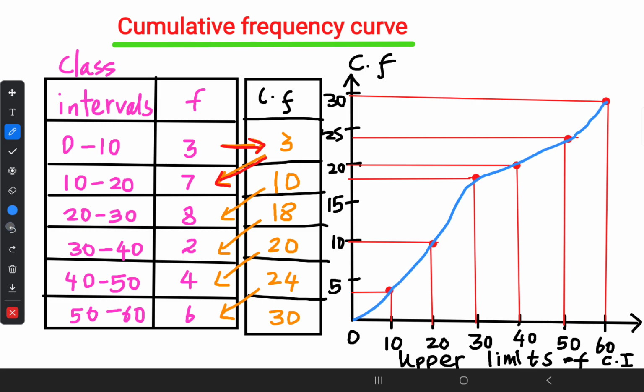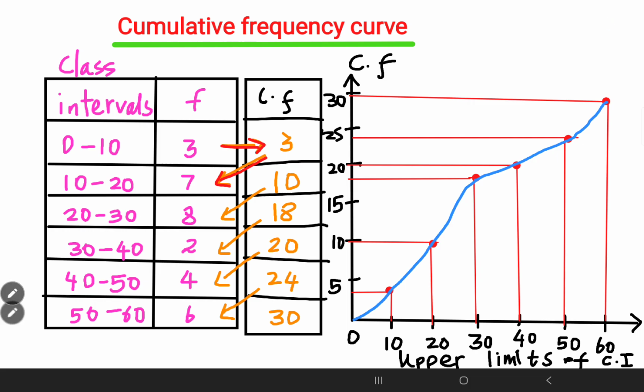Sometimes it will have some kind of peak like this. You will have a small peak here. Sometimes you will have the graph like this, sometimes like this. According to the values, it is changing. So this is the production of the cumulative frequency curve for our first set.